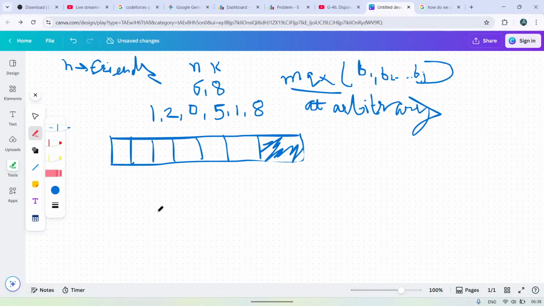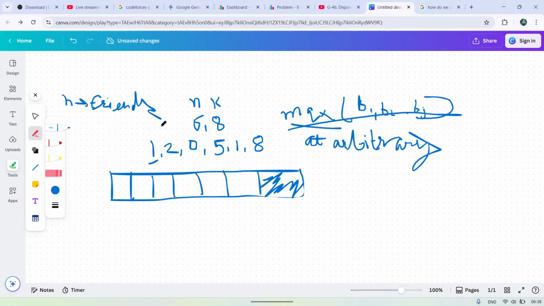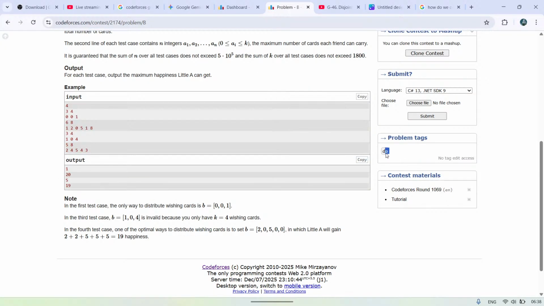So the first friend can give a maximum of one card, right? So we can give one card, or we should not give any card. It should be one or zero. Since the problem tag mentions that it is a DP problem, we have to think from that perspective.